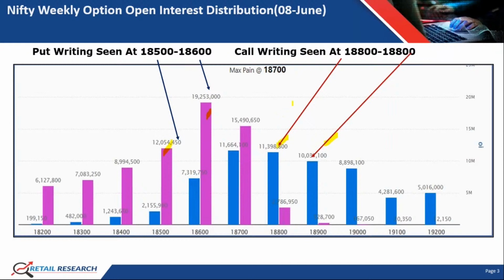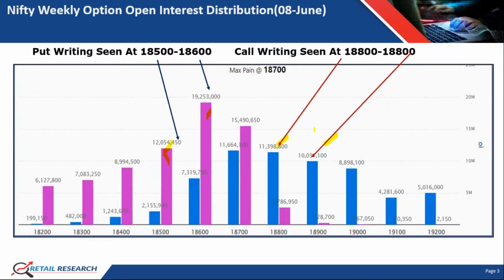Here I explained that you can see from the chart, we have seen put writing at 18,600 and 18,500 levels. This indicates that smart players are of the opinion that Nifty is unlikely to go below 18,500 levels, and that's why we have seen put writing. On the higher side, we have seen call writing at 18,800 and 18,900 levels. So this range is likely to act as a resistance. Even the all-time high of the Nifty is around 18,887.